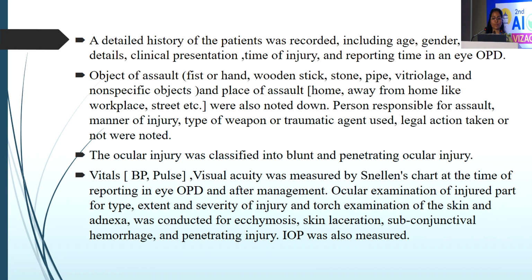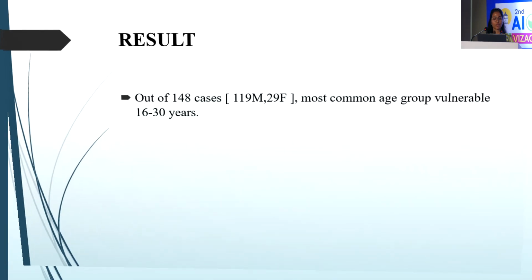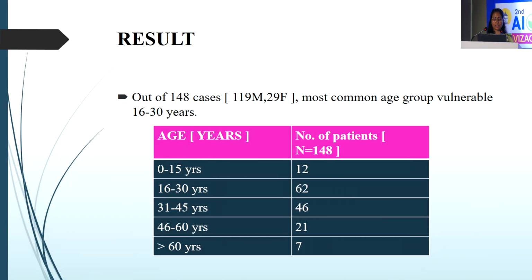A detailed history of the patient was recorded, including age, gender, injury detail, clinical presentation, time of injury and reporting time in the OPD. Object and place of assault were noted. Vitals, visual acuity by Snellen, and IOP by the Goldmann applanation tonometer were noted. Slit lamp microscopy, direct and indirect ophthalmoscopy, and reports of imaging, X-ray orbit, CT scan, and B scan were also noted where advised. My result is that out of 148 cases, 119 are male and the rest are female.